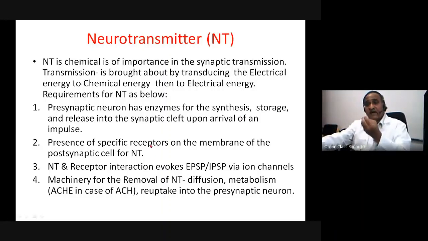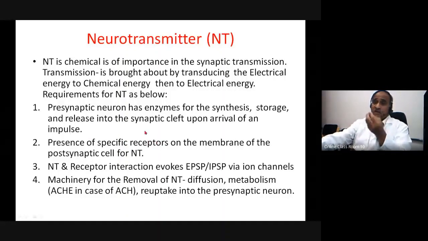Then next, what happens? Now this chemical should have its own identifying recognition sites on the postsynaptic membrane. These recognition sites are known as receptors. These are pharmacological receptors, or chemical receptors. So they should have a specific receptor.